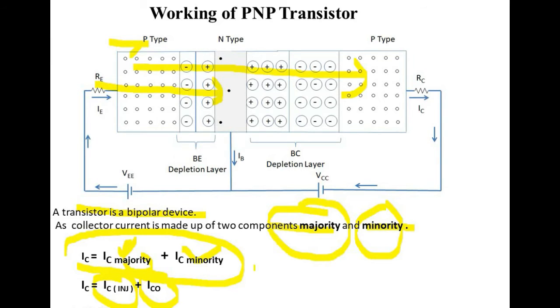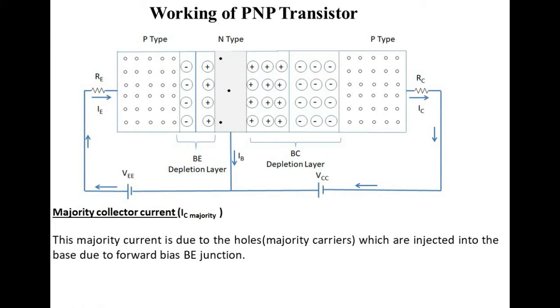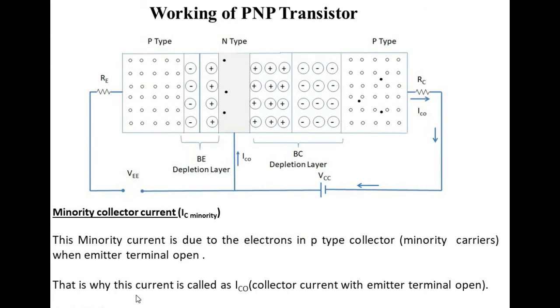Now we will see where this minority current is coming from. We have studied the majority collector current. This majority current is due to the holes, minority carriers in the base, which are injected due to the forward biased PN junction. We have already discussed this. So come to the next slide.